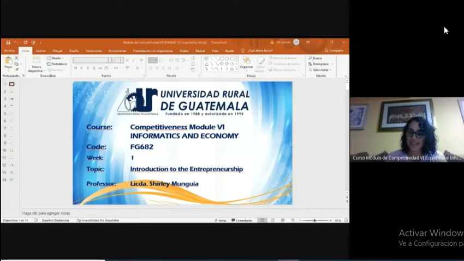So let's start with the class that we have for today. Like I said before, the course is Competitiveness Model 6, Informatics and Economy. This is the main topic for this semester. So we're going to focus on this in Informatics and Economy. This is the code of the class, FG682. This is the class for the week number 1. And the topic that we have today is Introduction to Entrepreneurship. And as I said before, my name is Shirley Munguia. So welcome to the semester number 6 and welcome to the Competitive Module 6, Informatics and Economy.